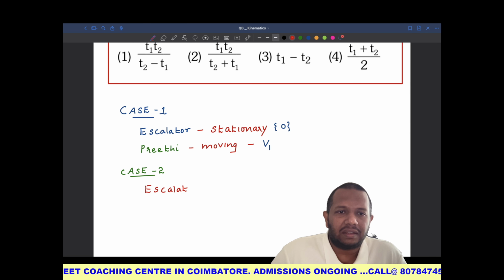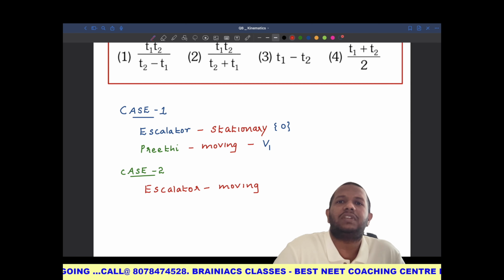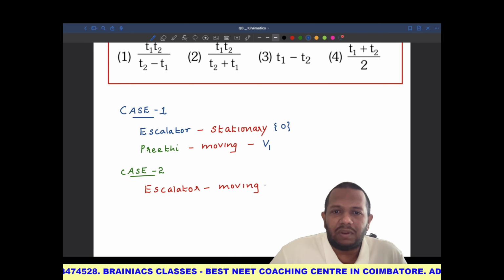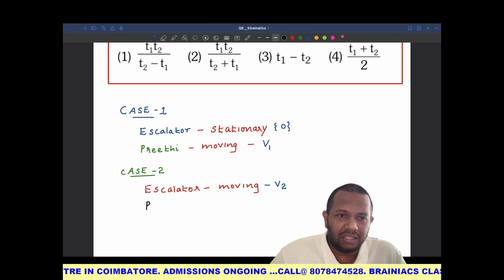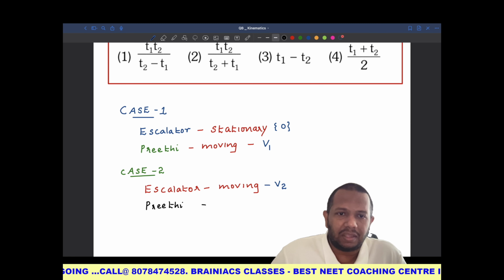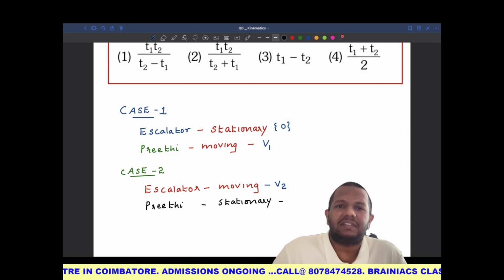We know that if the escalator is moving, it will have some velocity. So let us assume that velocity as v2. And she is remaining stationary, so Preeti is stationary in the second case. Stationary means she is not moving, so her velocity should be 0.